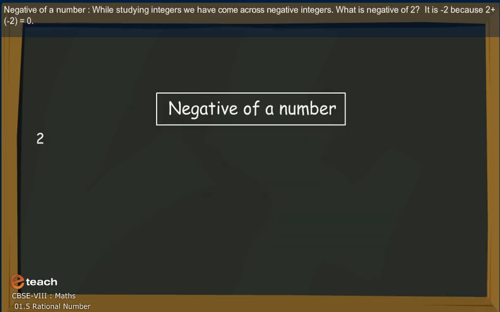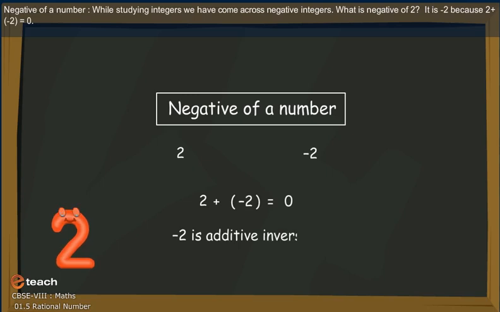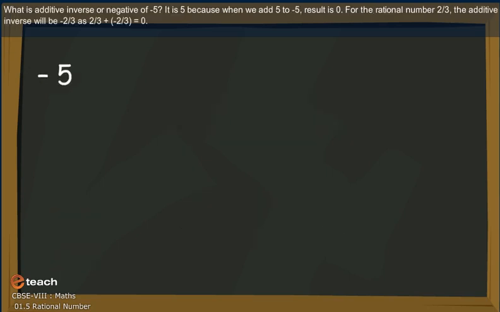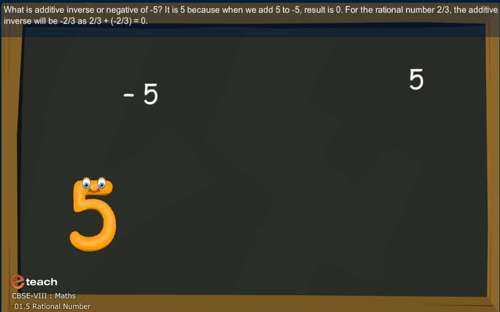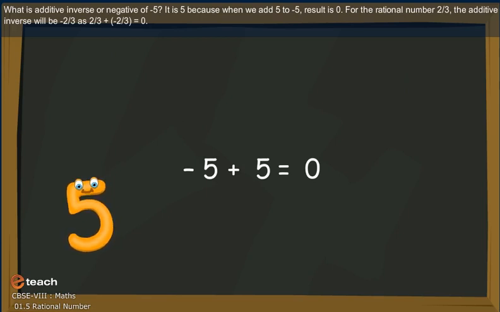Negative of a number. While studying integers, we have come across negative integers. What is negative of 2? It is minus 2 because 2 plus bracket minus 2 is equal to 0. What is additive inverse or negative of minus 5? It is 5 because when we add 5 to minus 5, the result is 0.